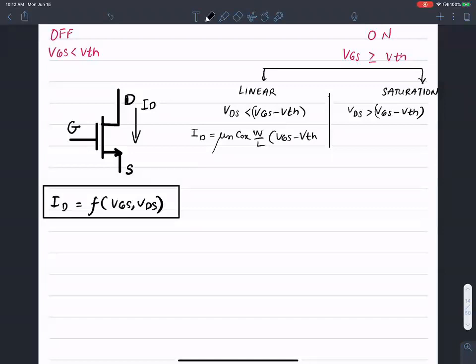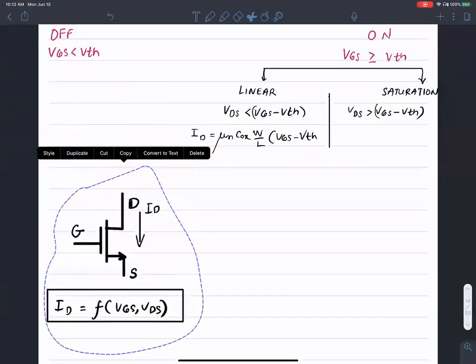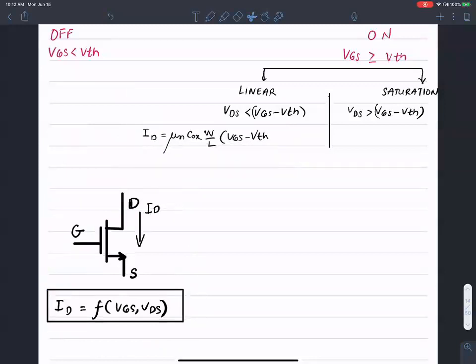Something I'm going to draw over here. So in the linear region, VGS minus VTH into VDS minus 1/2 VDS squared. Okay, so that is the idea. That's the expression for drain current. I don't know what you do with this. If you get it tattooed on your hand, that's fine. But it's important that you remember this, okay?